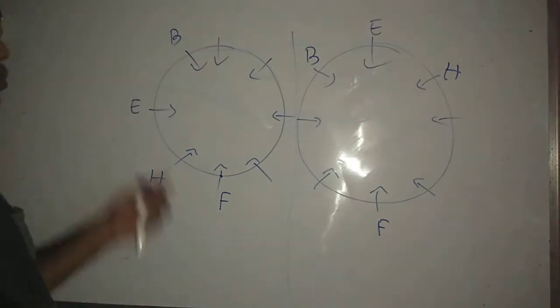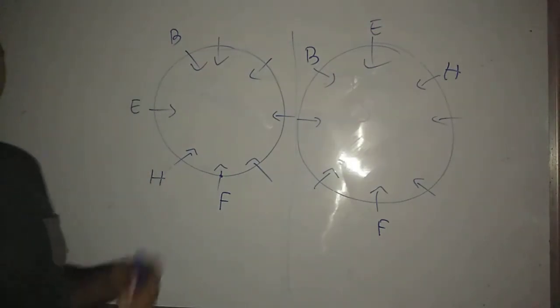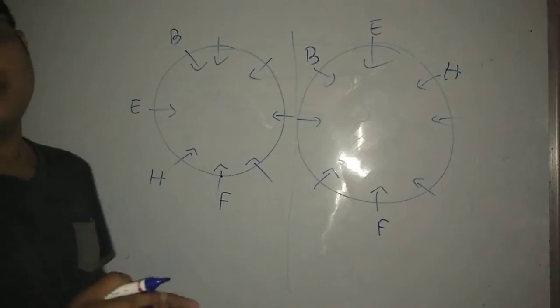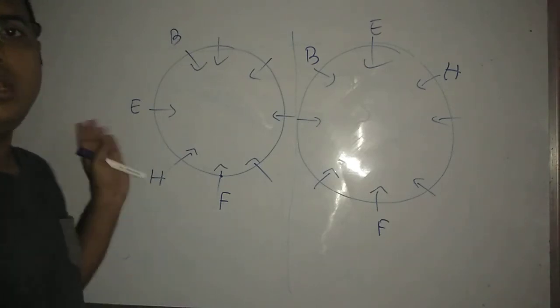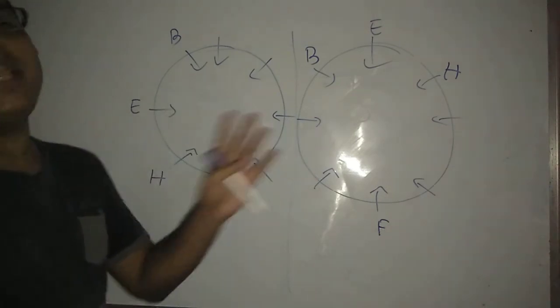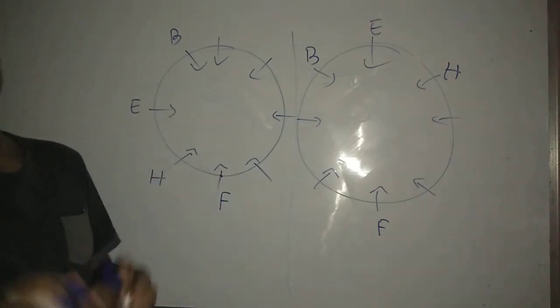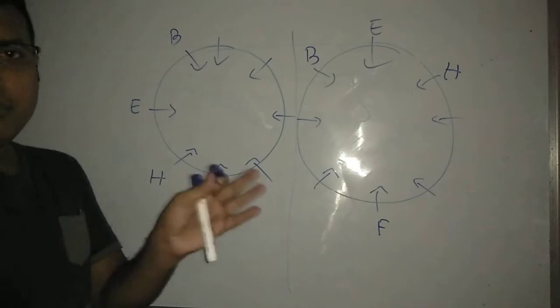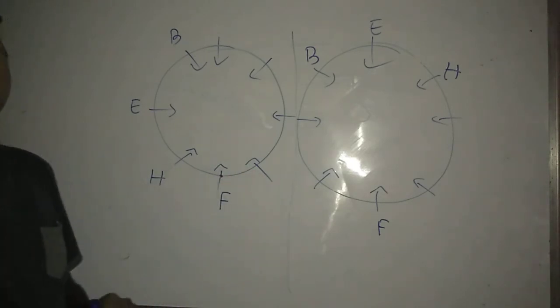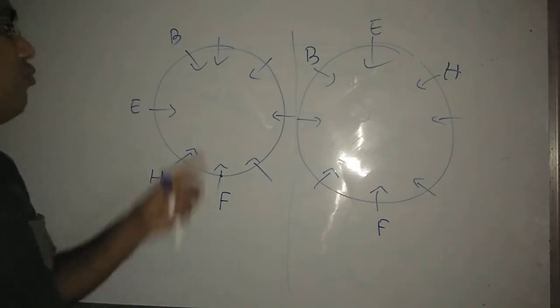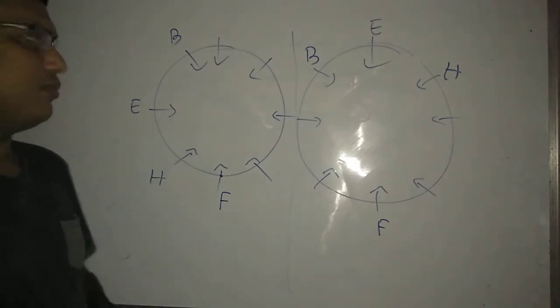So only one person is sitting between B and H. Otherwise, this line is given that E is immediate neighbor of both B and H. Clear? So why do we take two diagrams? That means we try to separate both cases. We try to represent all possible cases. This is not possible in one diagram. Therefore, I am taking two diagrams.